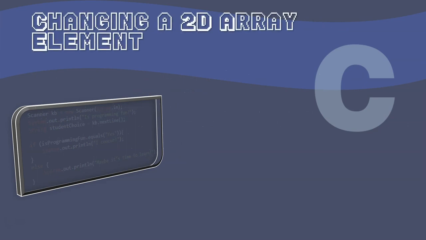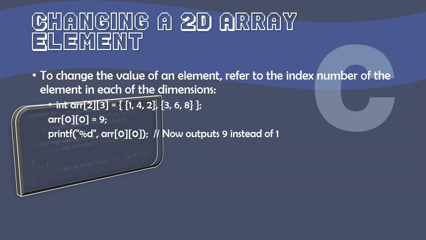Now, if we want to change what that element is in the 2D array, all we need to do is refer back to the index number of the element in each of those dimensions. So in this example, you can see that we are looking at array[0][0], and we set it equal to 9. Normally, if I do array[0][0], looking at that 0 index, that's going to this inner array here. And then we go to the 0 position, which of course would be 1. But then we're saying change that to 9. So then when I print this out at [0][0], we are now going to output 9 instead of 1.